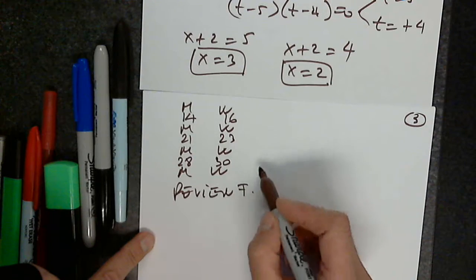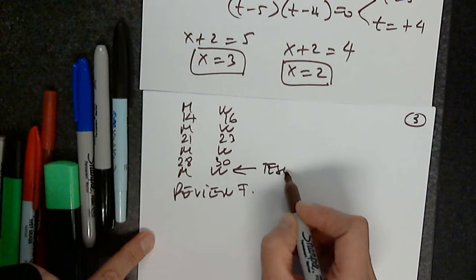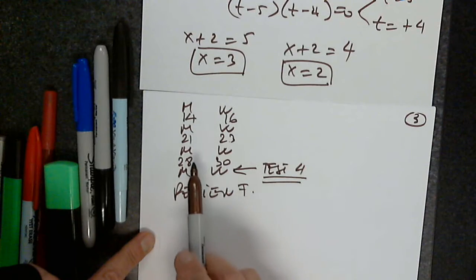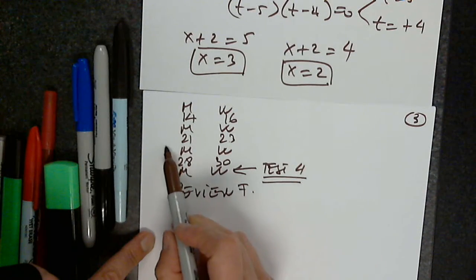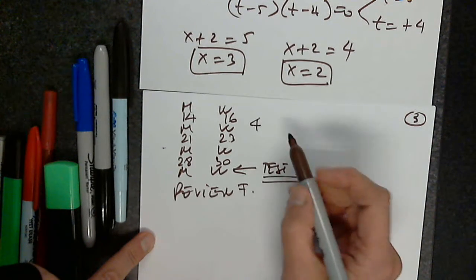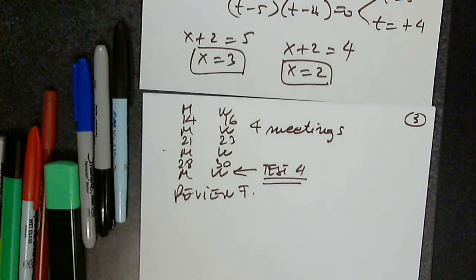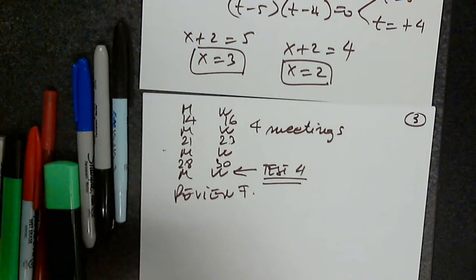So our test 4 is here. So 1, 2, 3, 4, 5. I really have actually 4 sessions, 4 meetings to finish chapter 7 and part of chapter 12. We do not present everything in this class from chapter 12. Any questions?